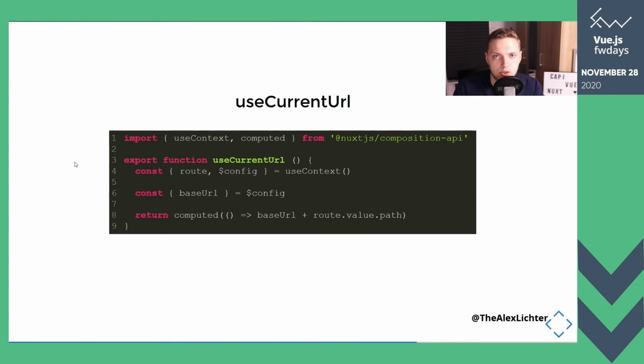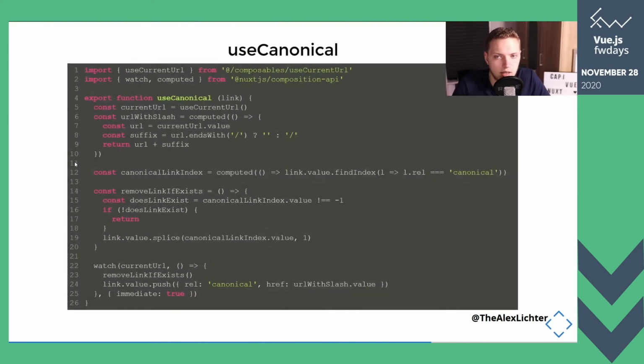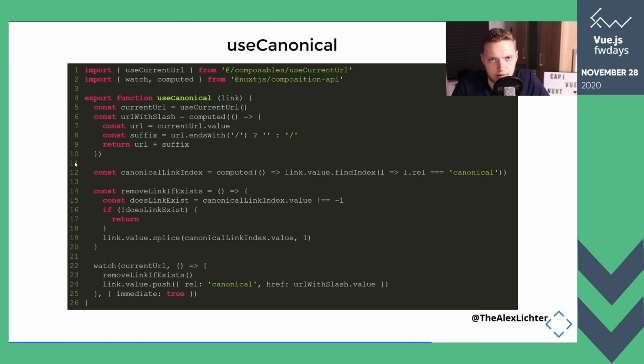But here I already chose the www part, because inside the base URL we now only have to cover the // part. And now we have our useCanonical composable, which is a bit larger, but still 26 lines, fairly okay.